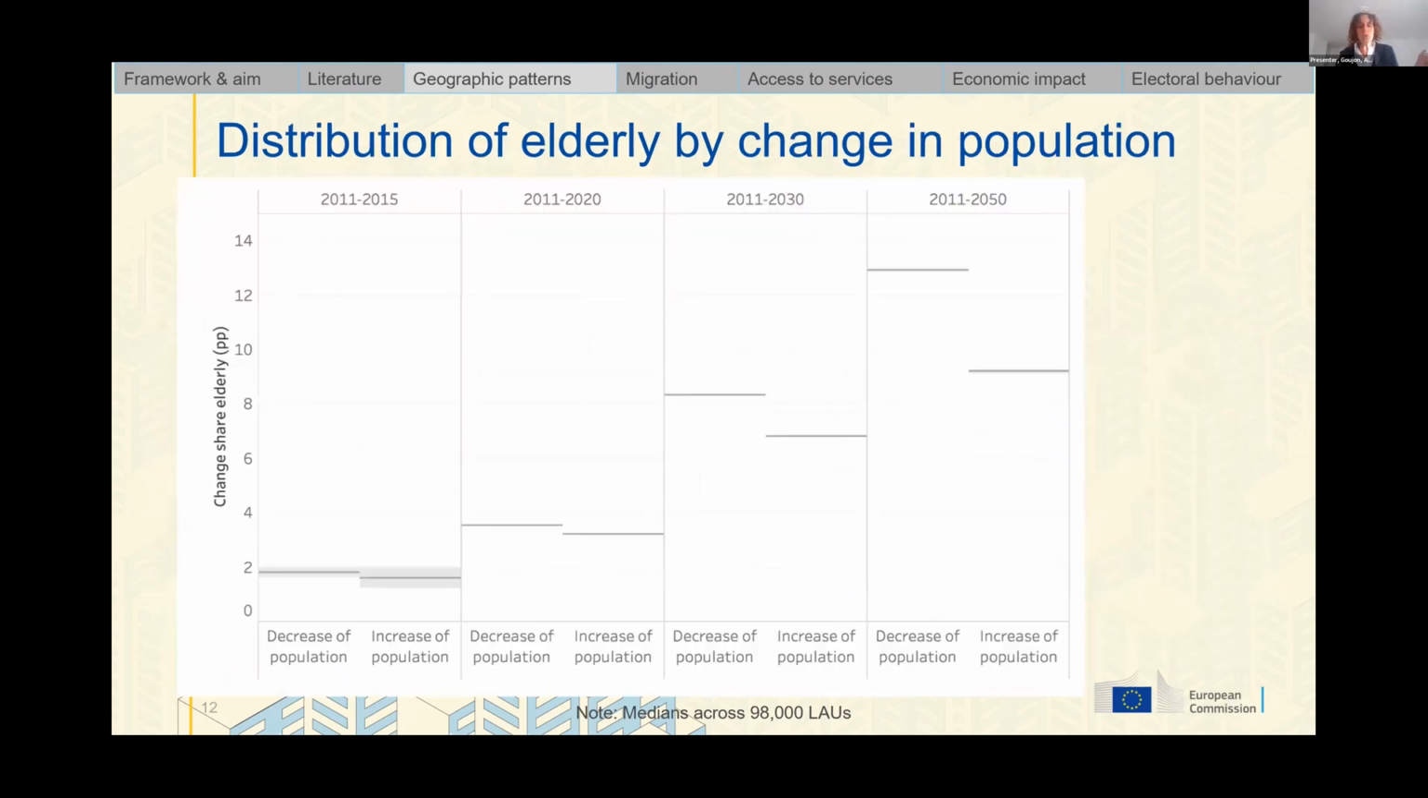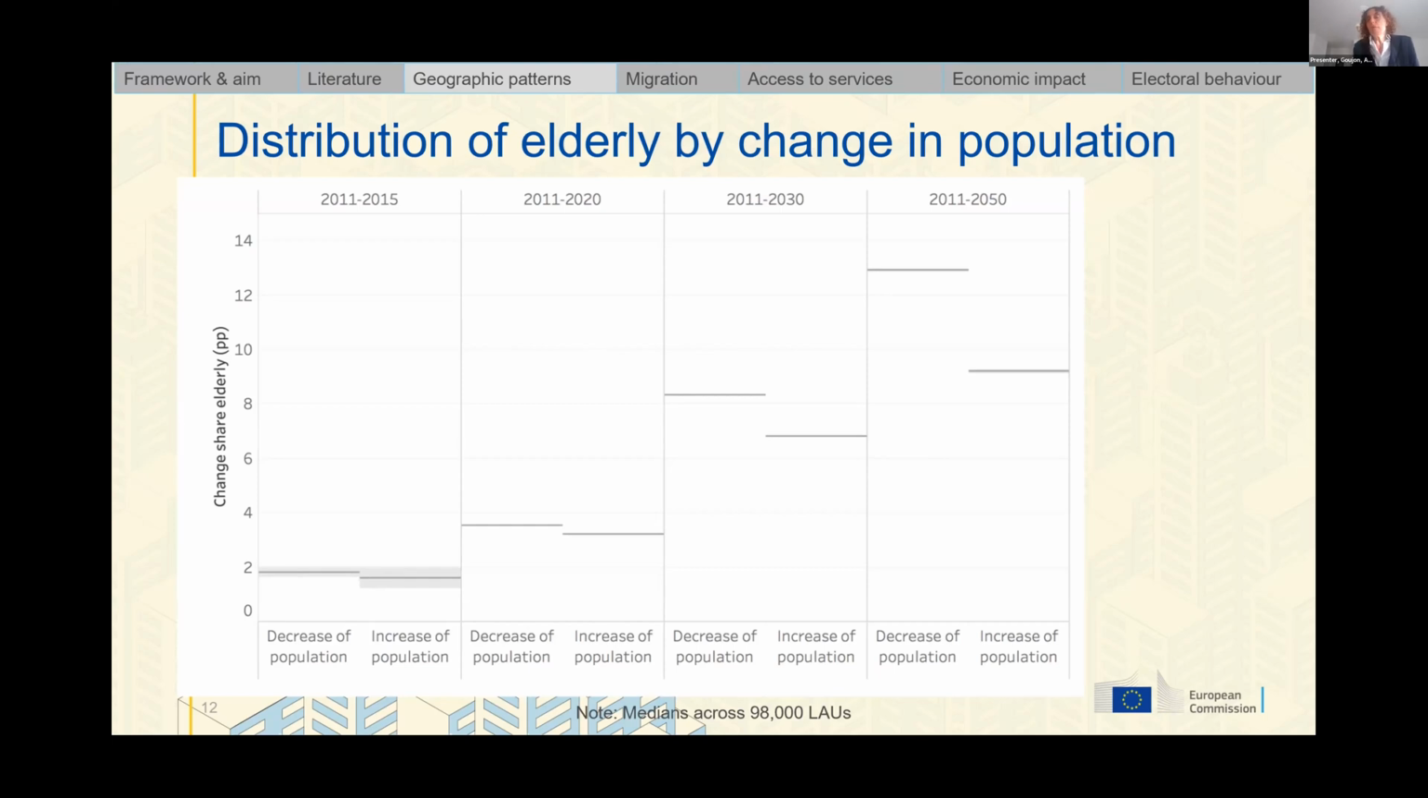And this is what we show in this next graph, which shows the proportion of the elderly in local administrative units, so in these 100,000 municipalities, compared to the level in 2011. And these different territories are grouped into those experiencing an increase and those experiencing a decrease in population.